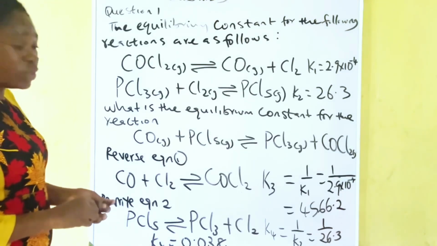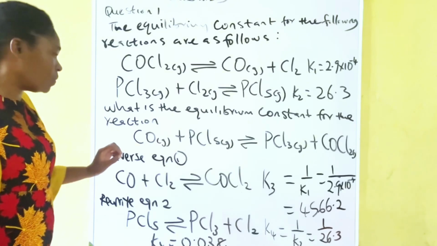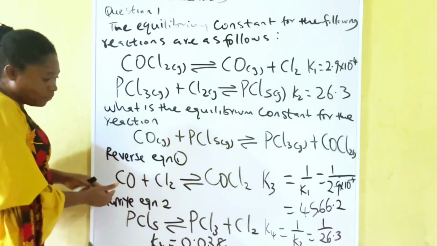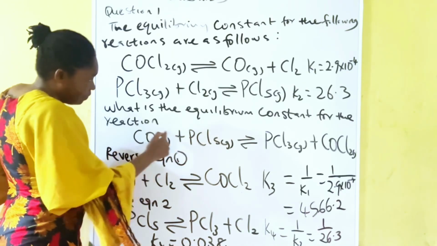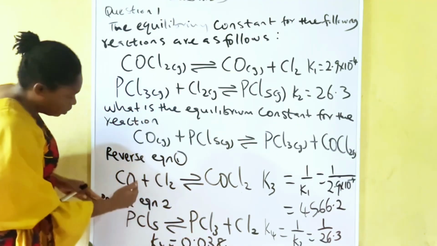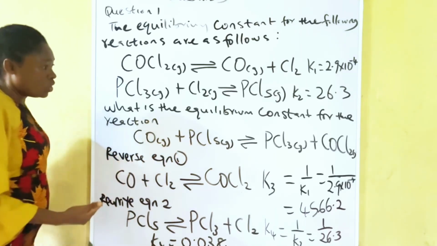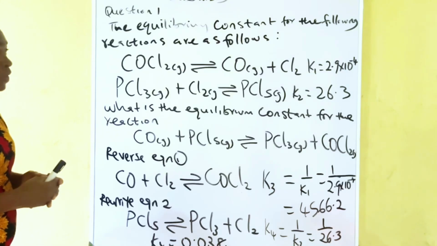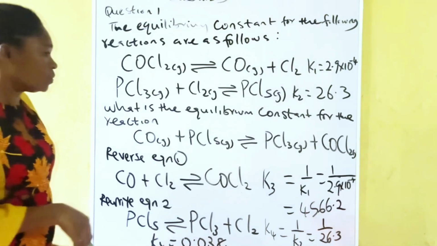So 0.038. The question is, what is the equilibrium constant for the reaction? As you can see, if you add these equations together, K3 and K4, and sum them, the overall reaction is going to match what we have here. Because Cl2 cancels Cl2, when you sum them together, you have PCl5 plus CO, which matches this. So the overall reaction is going to be, remember we said that the overall equilibrium constant is the product of the individual equilibrium constants for the individual reactions.